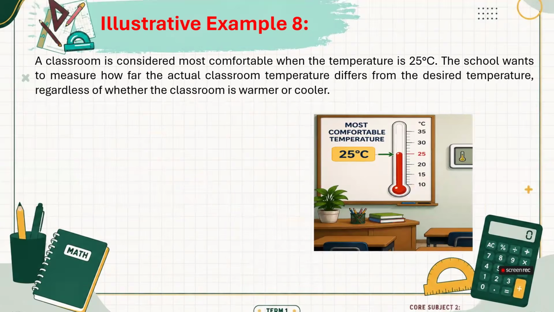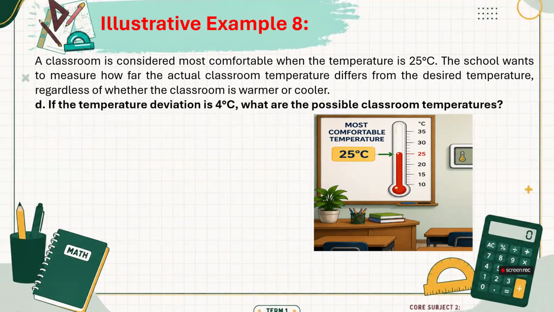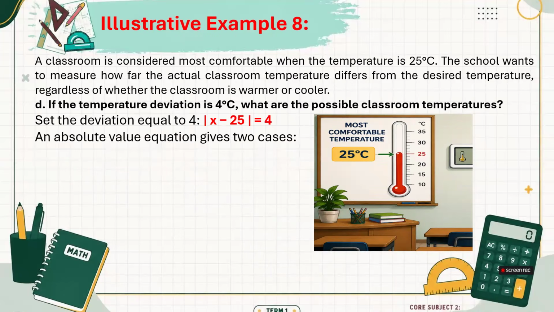Now, let's reverse the problem. Suppose that the deviation is 4 degrees Celsius. What are the possible classroom temperatures? So, to answer that, we set the deviation equal to 4 degrees Celsius. So, we write the absolute value of x minus 25 is equal to 4. So, the absolute value gives us two possibilities.